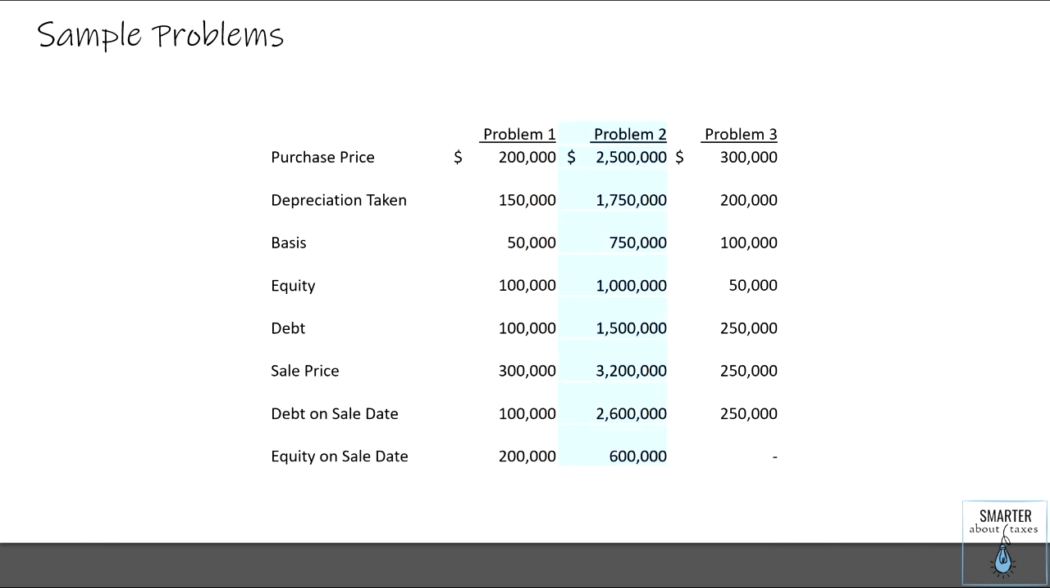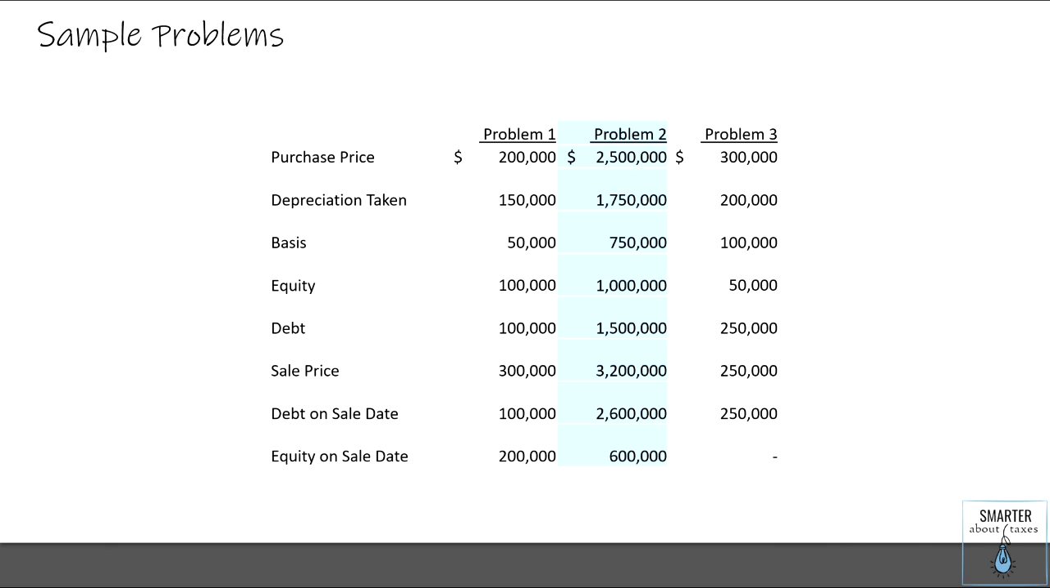I'm going to do problem 2 though, where we've done a refinance. Again, like a higher debt amount than we originally borrowed. So we purchased our building in this case for $2.5 million. We took depreciation, we owned it for a long time, at $1.75 million. Our basis is all the way down to $750,000. When we started, we had equity of $1 million and debt of $1.5 million.